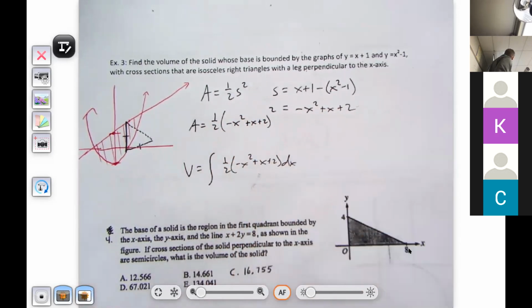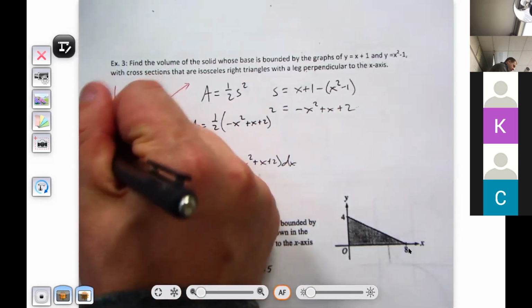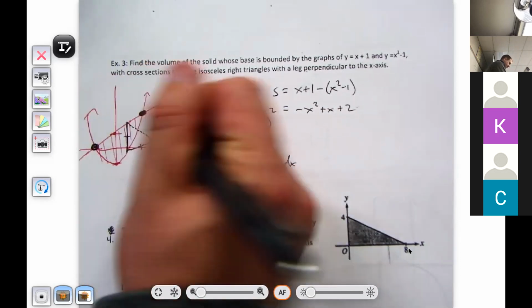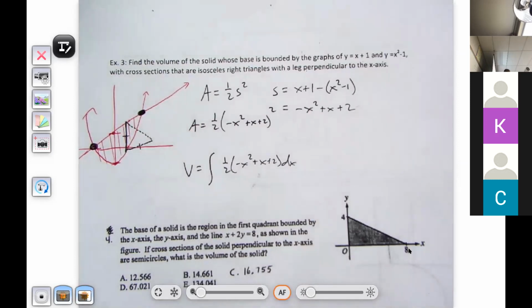All I have to find now are my limits of integration. So I have to figure out what are these x coordinates here and here. And anytime you're finding intersections, this is solving a system. If it's a calculator active problem, you can use your calculator to find those intersection points. You don't have to solve the system. Just like you don't have to integrate by hand, differentiate by hand, solve equations by hand, or solve systems by hand. They let you use your calculator to do all that work.